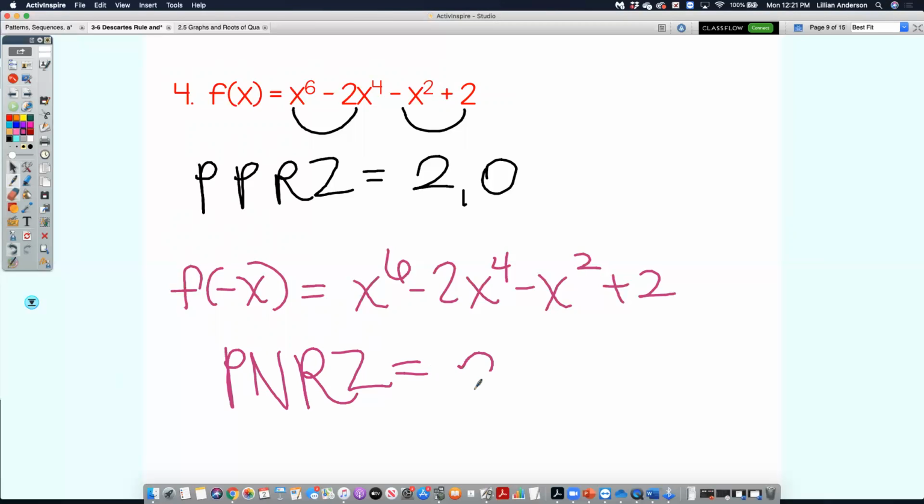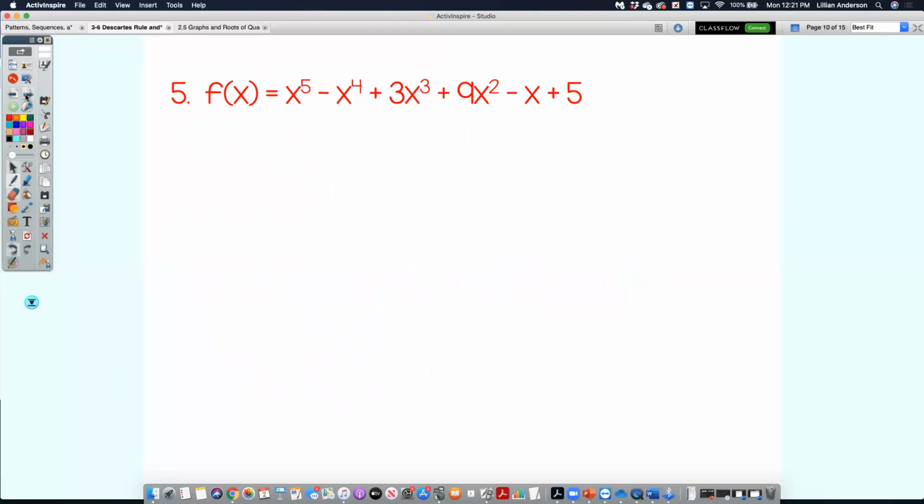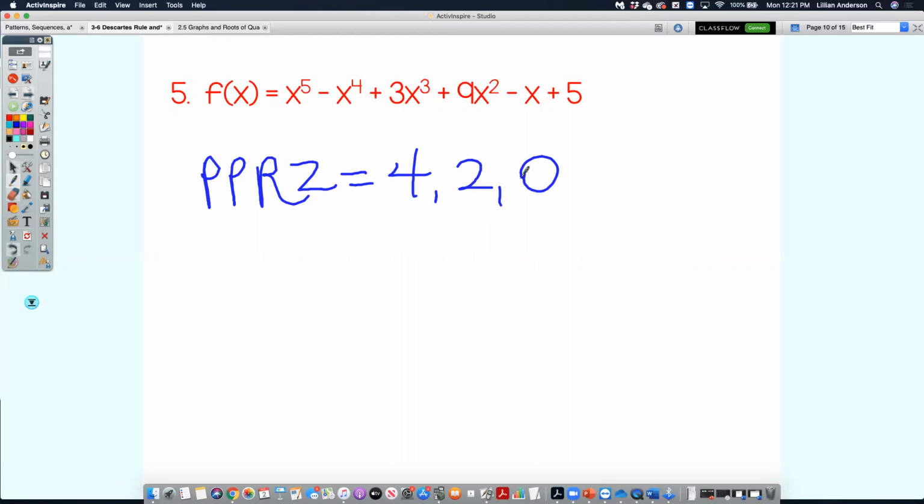Two, 0. 2 and 0, yes, because again, I have a change here and I have a change here, wonderful. And for the last one, online, somebody different. How many possible positive real zeros do I have? 4, 2, and 0. You guys agree? Yes, I have a change here, a change here. 1 here and 1 there. Perfect. I plug in the negative.